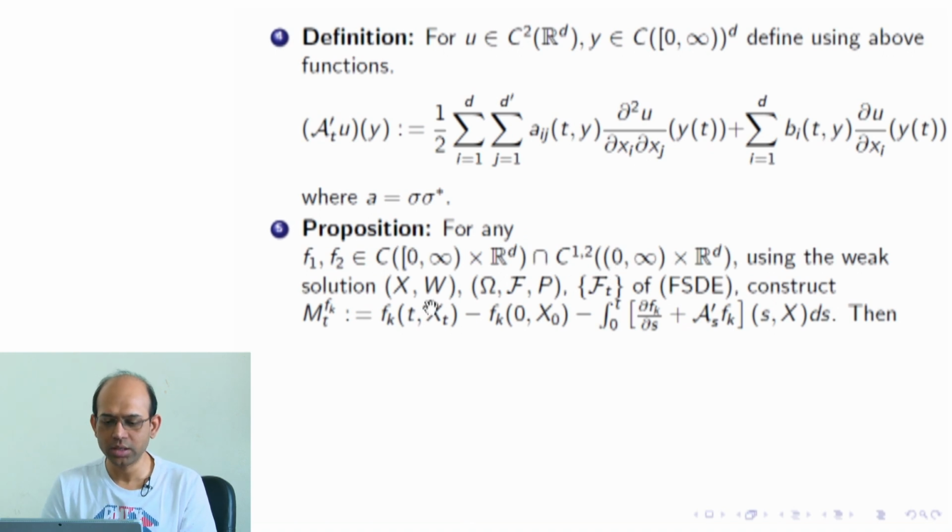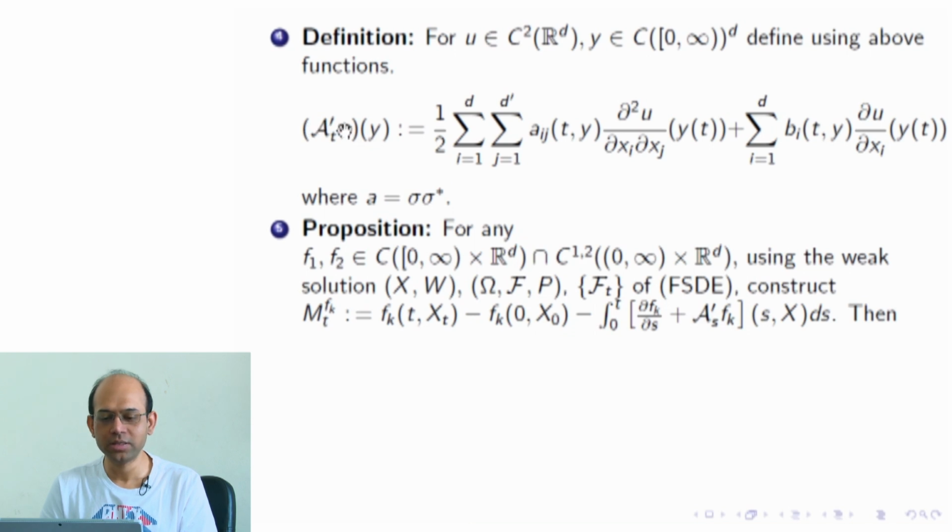So whenever it has a weak solution, we write on it this triplet, correct? We construct the following process. I am writing in general, k equal to 1 or 2, so from f_k, with k equal to 1 being f1, we get M^{f_k}_t. This is a new process, defined as f_k(t, X_t) minus f_k(0, X_0) minus the integral from 0 to t of the partial derivative of f_k with respect to the first variable, plus A prime_s f_k, evaluated at (s, X), ds.